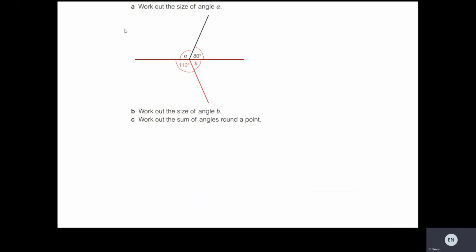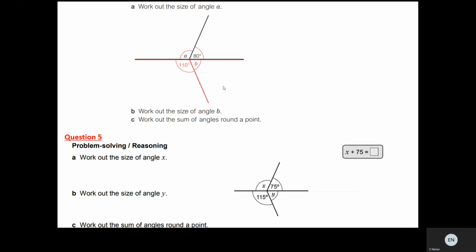What you can actually do is that this red one is a straight line, isn't it? You can work it out that way. So you can get your A to be 100 degrees. And then you can also get your B by doing 180 minus 110 to give you that answer. I haven't written down the answer because of time. I'm going to leave you with this question and question 5 for you to do.